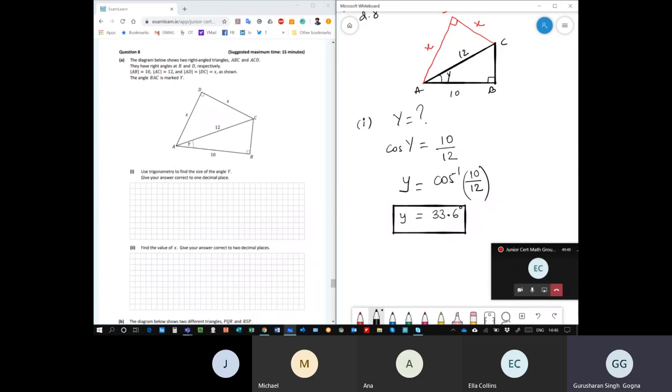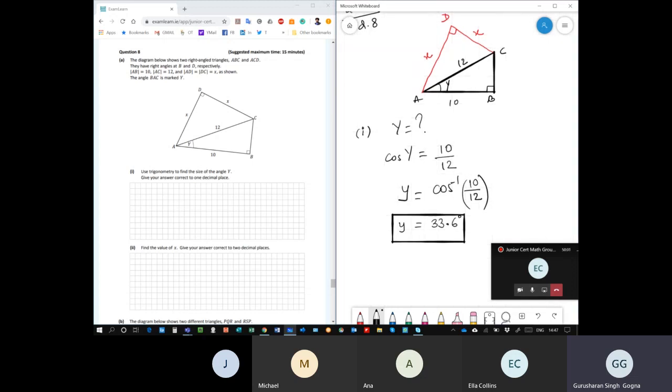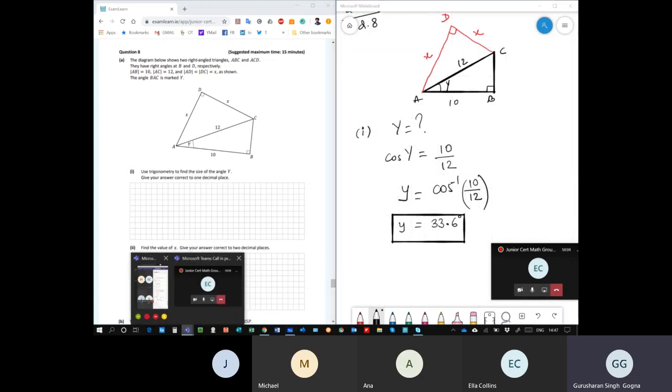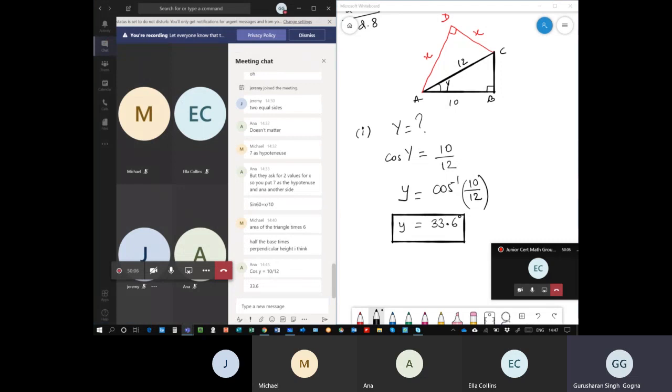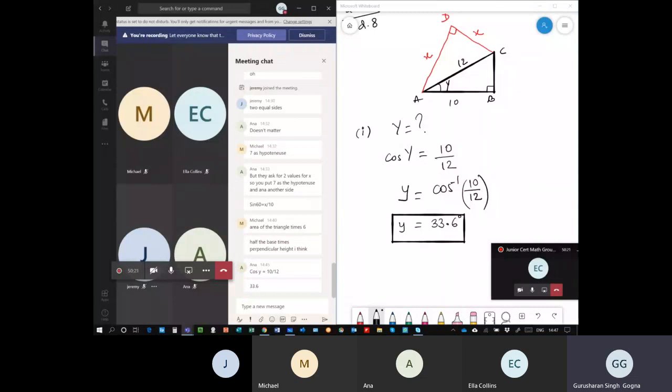Find the value of x and give your answer correct to 2 decimal places. So now you need to find out the value of x. x is not an angle, x is a side. So how will you find out x? Any idea? Eva, how will you find out?